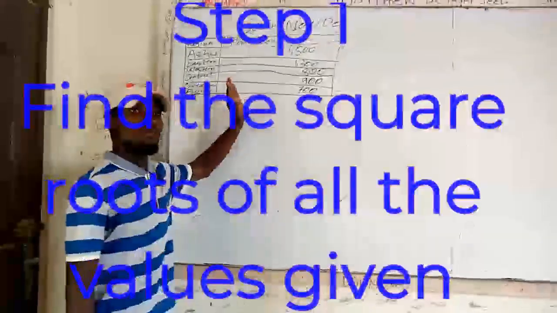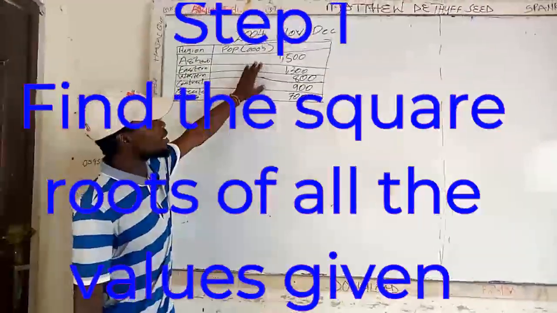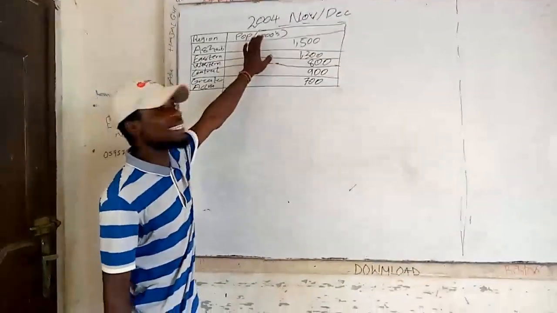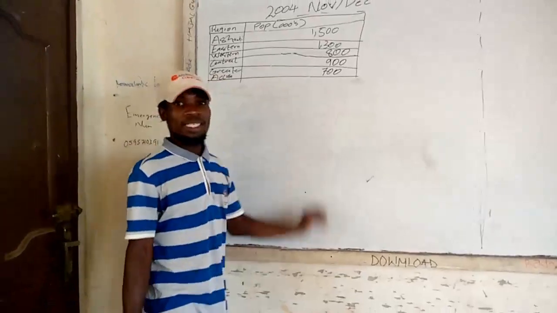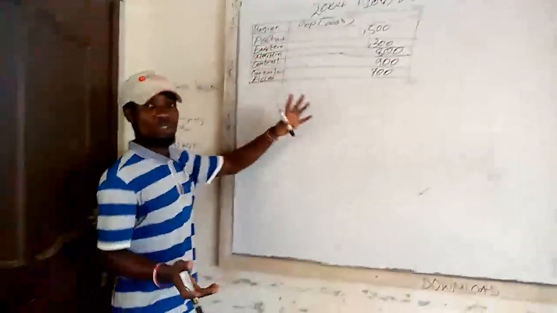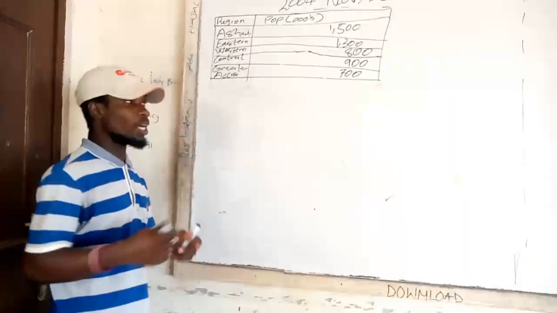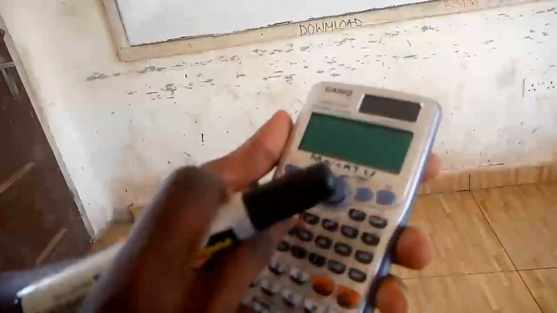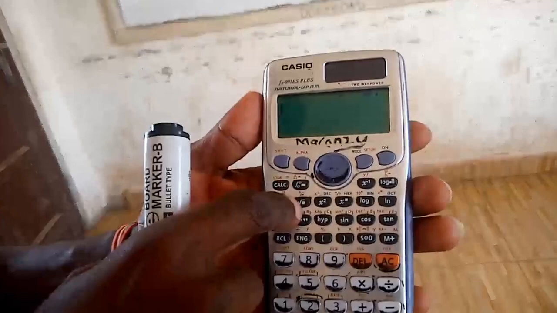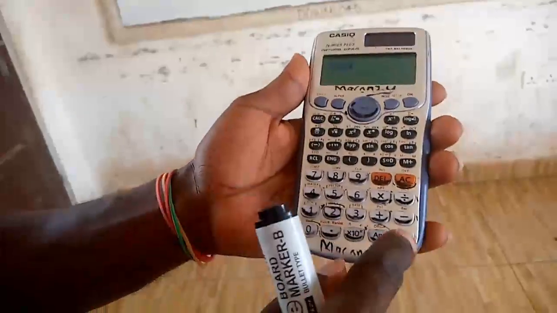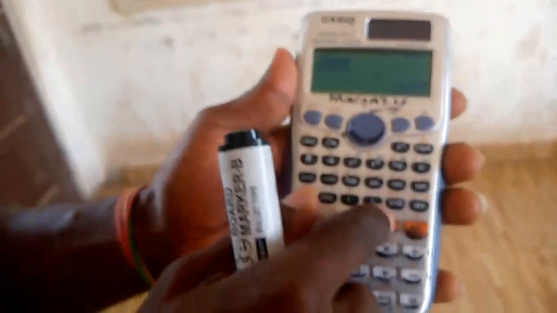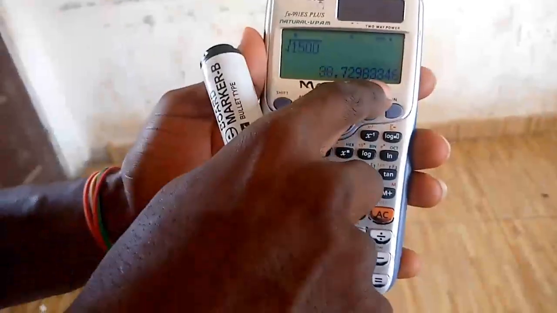The first thing I have to do is find the square root of each number of population. The population is in the thousands: 1,500, 1,300, 800, 900, and 700. So you need your calculator to find the square roots. To input a square root on your calculator, you press this key, which gives a square root sign, and then you type 1,500 and press equals. When it gives you something like this, press this key to change it to decimal, and then you write your answer.